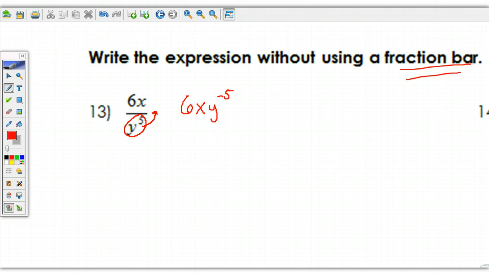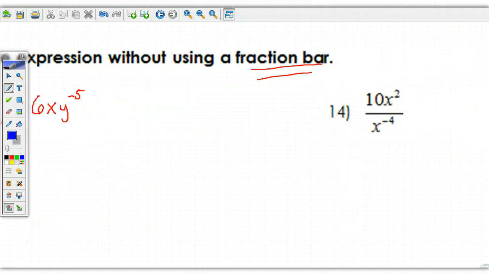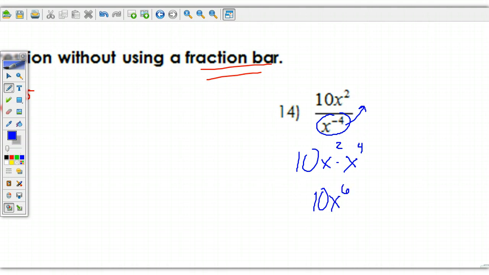And actually that's it. Most of the time in math we don't want negative exponents, but in this set of directions that's okay. This is kind of one of those weird rules that isn't really applied too often, but it could help sometimes. Same thing on 14. We will take the negative fourth power and move it up, become positive 4. But then look what happens. We have x squared and x to the fourth, so we can actually combine those by adding them. So we'll have 10x to the sixth power.